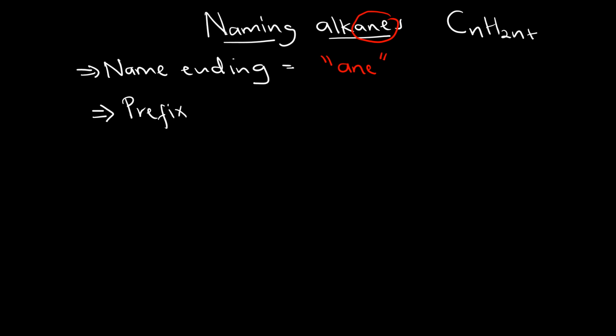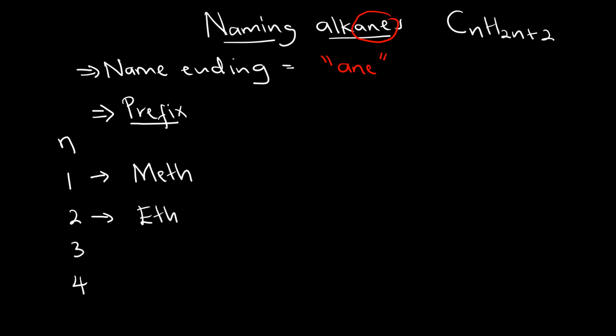So for N, we can have 1, 2, 3, 4, and so on. For N equal to 1, we shall have meth. For N equal to 2, we shall have eth. For N equal to 3, we shall have prop. For N equal to 4, we shall have but.